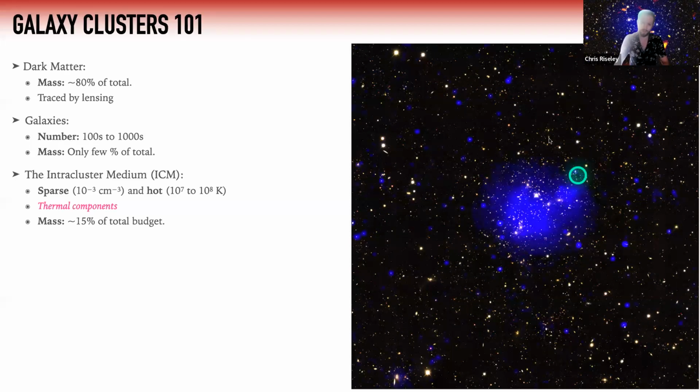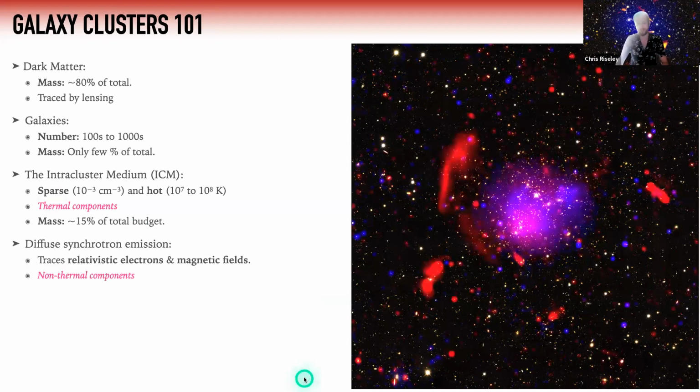The intracluster medium, which you're seeing here in blue, this is your sparse and your hot plasma. And in this talk, you will see it referred to frequently as the thermal component. This occupies about 15% of the total mass budget. And finally, the final key ingredient we have is the diffuse synchrotron emission. This is your relativistic electrons and magnetic fields, which I will refer to frequently in this talk as non-thermal components. And you are seeing that overlaid here in red.